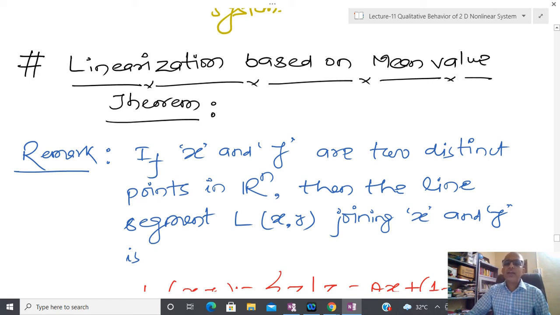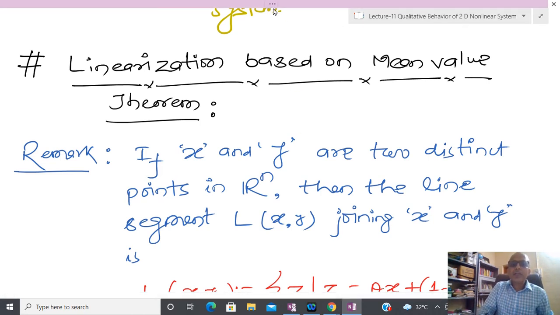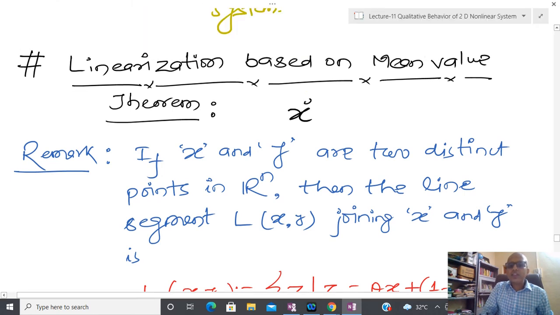So here is the difficulty I have. Whenever we talk about calculus, most of the time the function I talk about has only one independent variable. But here I have several independent variables, at least two, whenever we talk about linearization, because I am going to talk about a nonlinear system of the form x dot equals f(x), and here I am assuming x belongs to R^n.